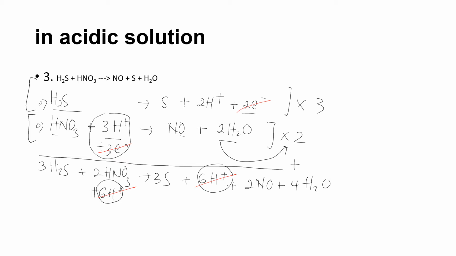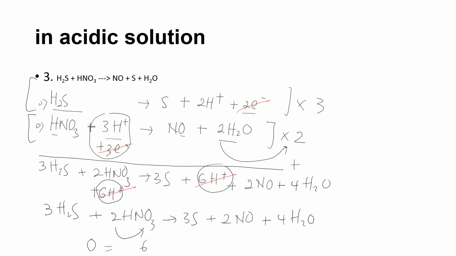Okay, so we rewrite 3H2S plus 2HNO3 to be 3S plus 2NO plus 4H2O. The number of oxygen is 2 times 3, 6. And then here on the right hand side, 2 times 1, 2 plus 4 times 1, 4. So the number of atoms is already balanced. We just check the number of atoms by checking the number of oxygen.